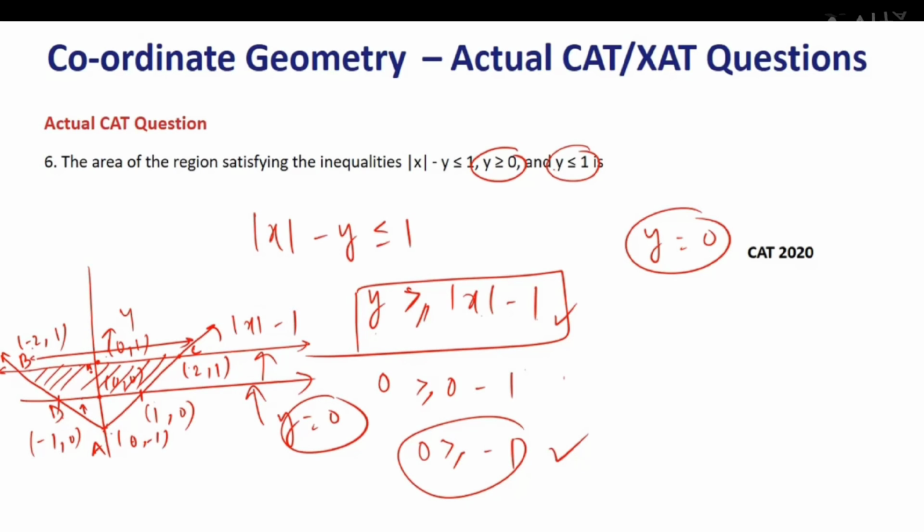This is 0, plus 1. So the distance here is 2. The bigger triangle area will be half into base BC, 4, into height, 2. So that becomes equal to 4.